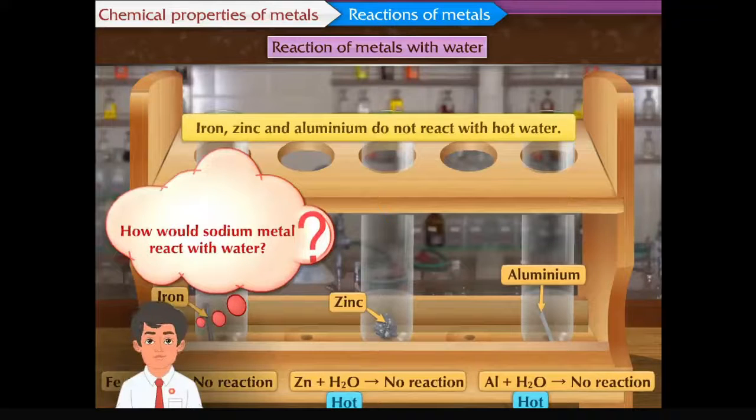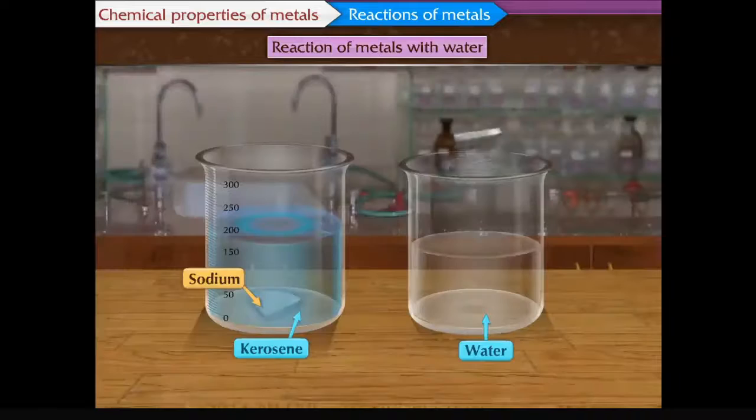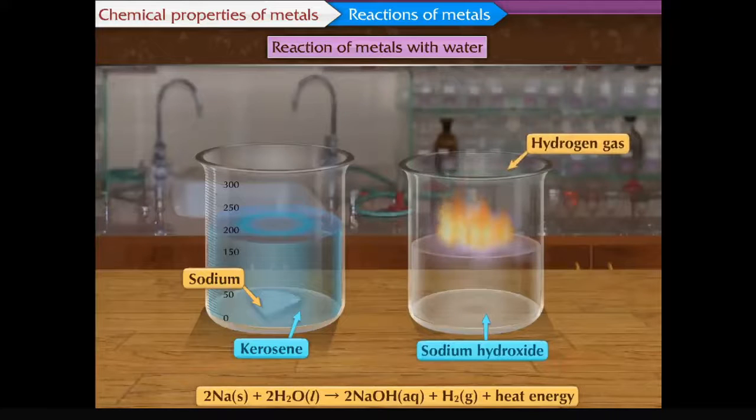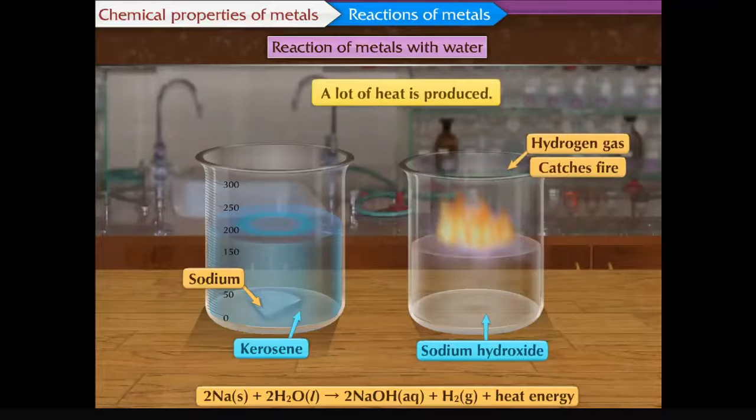How would sodium metal react with water? Sodium metal reacts vigorously with water, producing sodium hydroxide and hydrogen gas. The hydrogen gas evolved catches fire. A lot of heat is produced, hence it is an exothermic reaction.